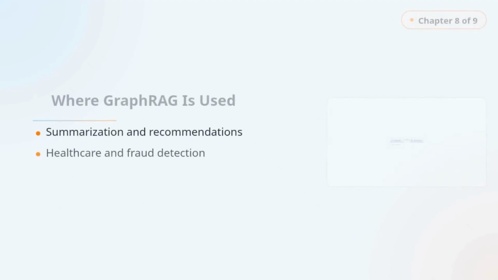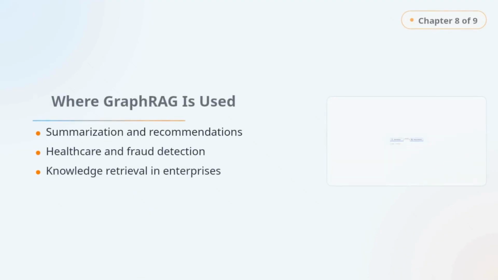GraphRAG has strong real-world applications. It can support query-focused summarization by pulling together diverse insights from large datasets like podcasts or news archives. It can improve personalized recommendations in e-commerce and entertainment by analyzing user-product relationships. In healthcare, it can support diagnosis and treatment decisions by linking symptoms, diseases, and medical evidence. In finance, it can detect suspicious patterns across accounts. And in legal or enterprise settings, it can make knowledge retrieval much faster and more accurate.